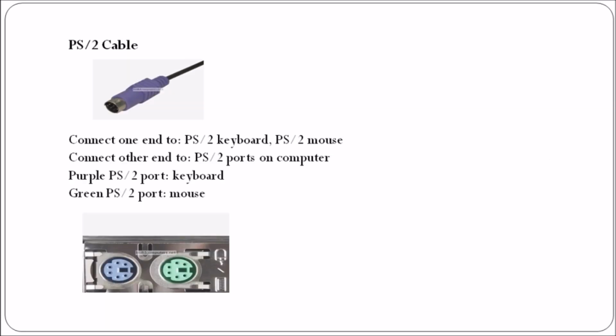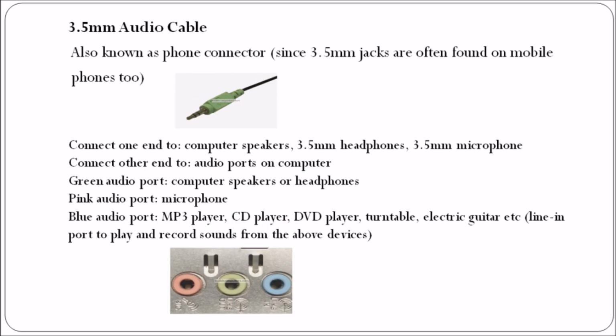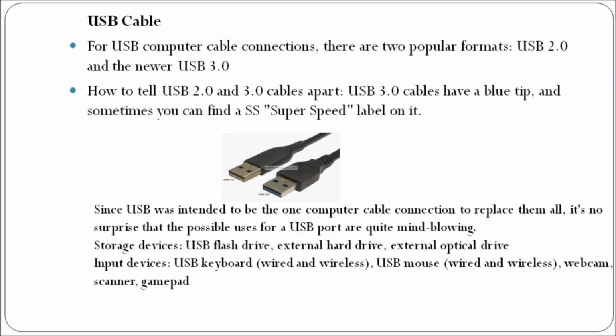PS2 cable. Connect one end to PS2 keyboard, PS2 mouse. Connect other end to PS2 ports on computer. Ethernet cable, also known as RJ45 cable. 3.5 mm audio cable, also known as phone connector. USB cable. For USB computer cable connections, there are two popular formats, USB 2.0 and the newer USB 3.0. USB 3.0 cables have a blue tip and sometimes you can find an SS, that is super speed, label on it. USB was intended to be the one computer cable connection to replace them all.